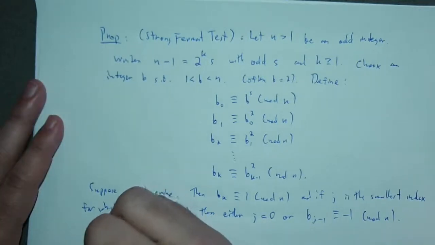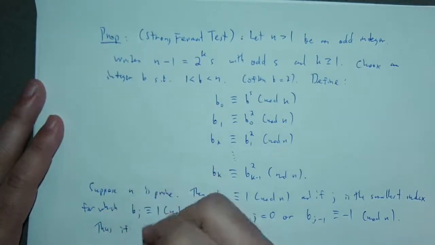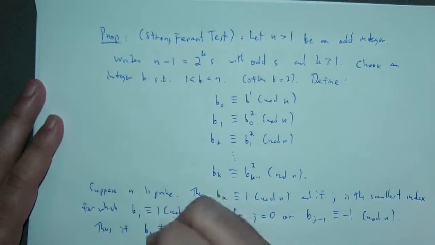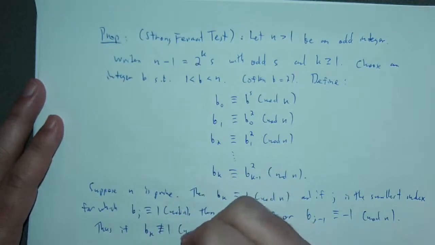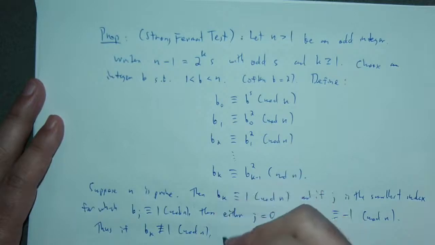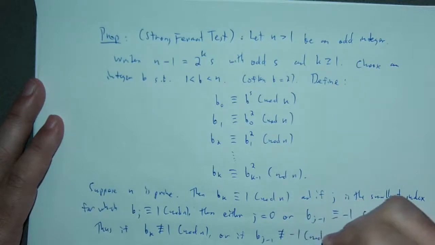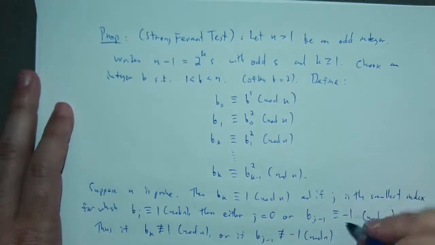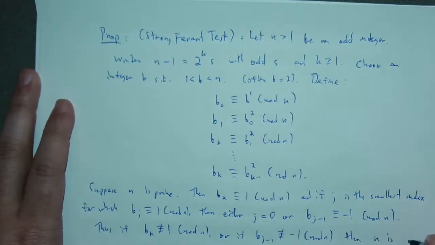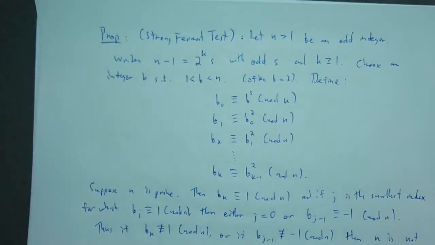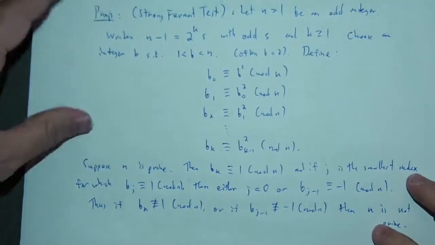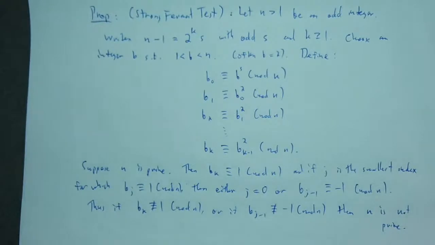Thus, if b sub k is not congruent to 1 mod n, or if b sub j minus 1 is not congruent to minus 1 mod n, then n is not prime. So this is my strong Fermat test.